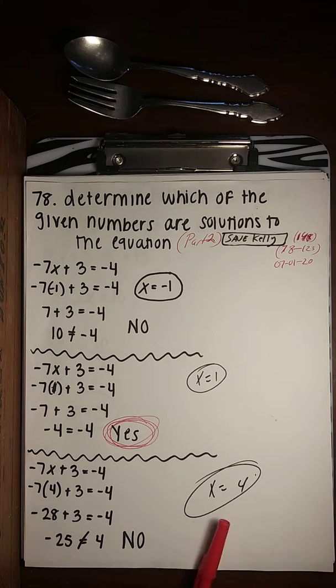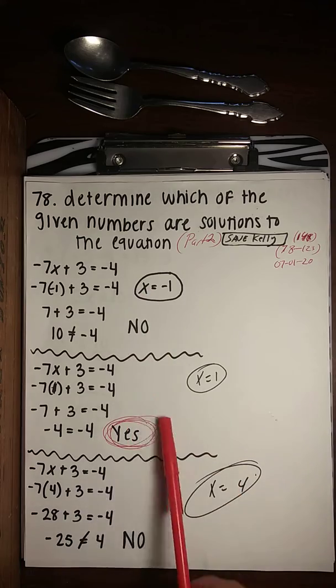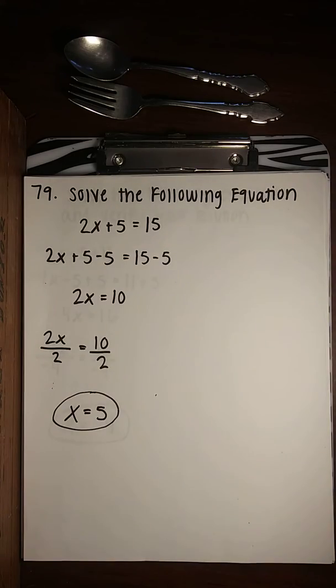How about the next one? Put 4 in there. 4 times that is negative 28, then that's 20. Nope, that doesn't work. So, no, yes, no. Next one.